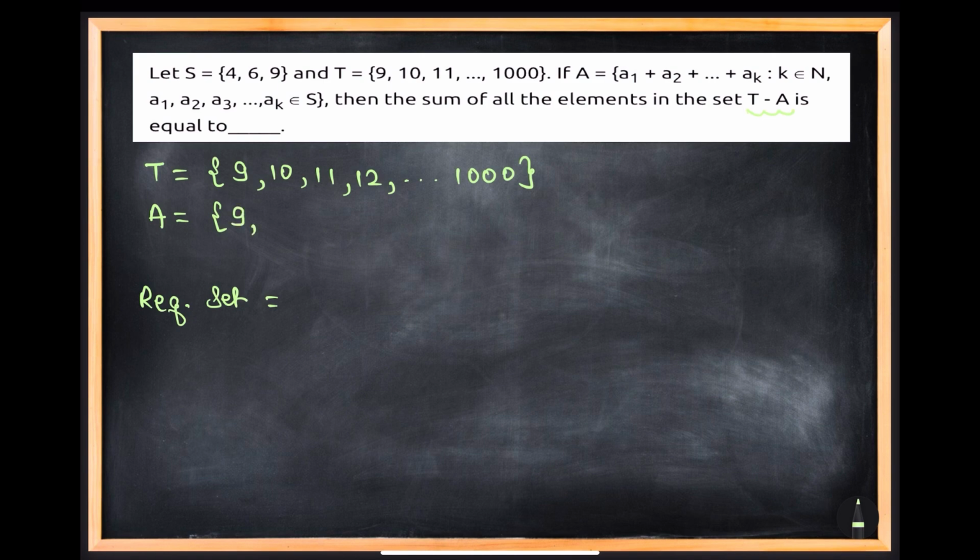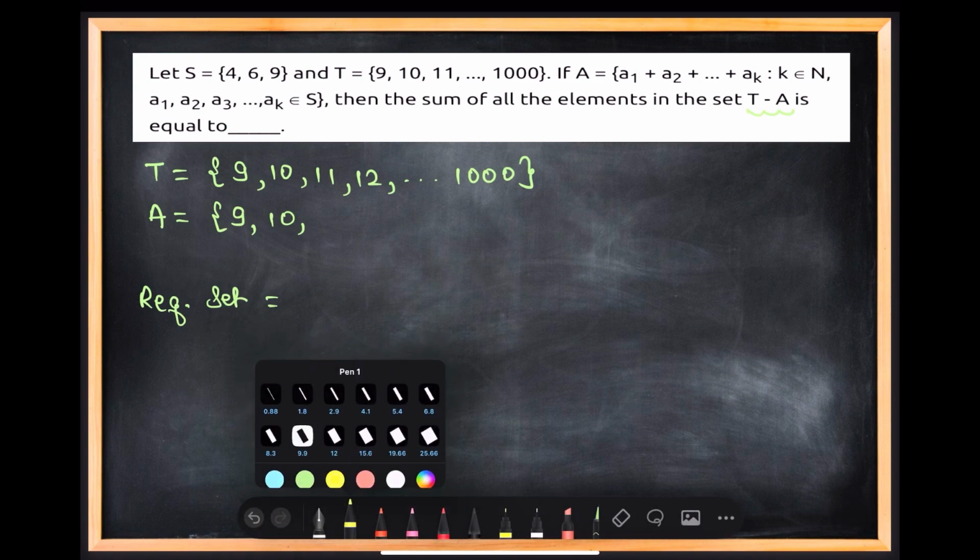Now think about 10. Can we create 10 using the elements of set S? Yes, I will be using 6 and 4, and 10 is done. Now think about 11. With 6, 4, 10, 9: no, you cannot create it. 15, 13: you cannot create this element 11. 4, 4, 8, 12: you cannot create it. This means we cannot create 11.